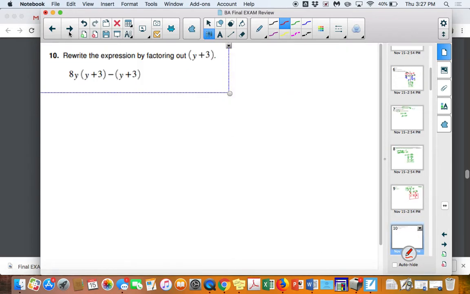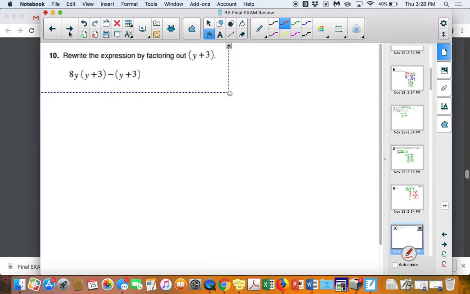Rewrite the expression by factoring out y plus 3. This lets you know right here, this review is randomized. It's taking all the stuff that we've covered and mixing it all up. You're going to have the same effect whenever you get on your final. It's going to be all mixed up, so don't expect it to be in the order that we covered it.